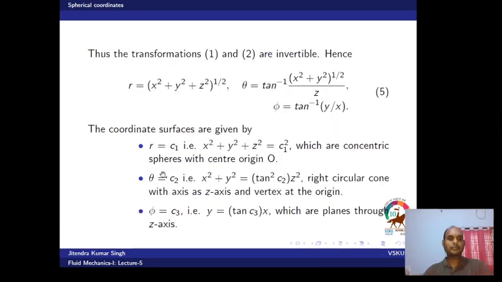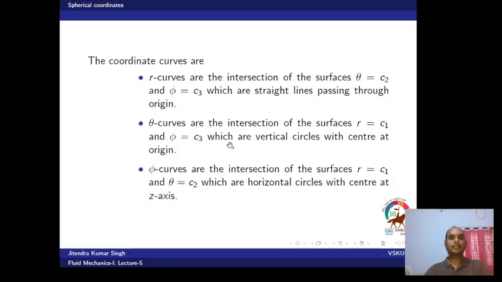Now the theta curve. The theta curve is the intersection of the concentric spheres with center at origin with the planes through the z axis. So when the sphere is cut by the plane, we get a circle. So these are vertical circles with center at the origin.